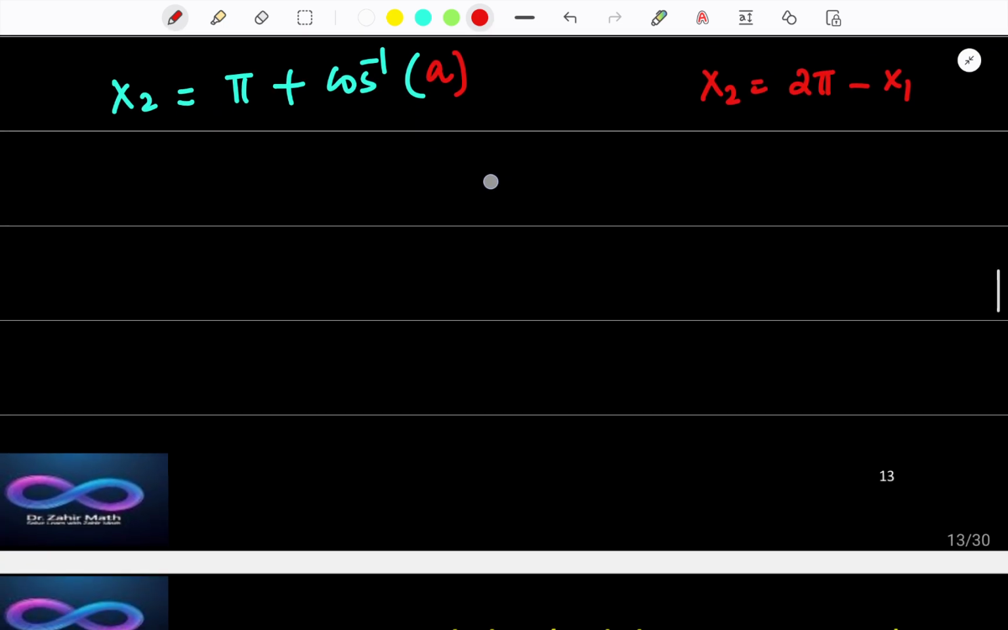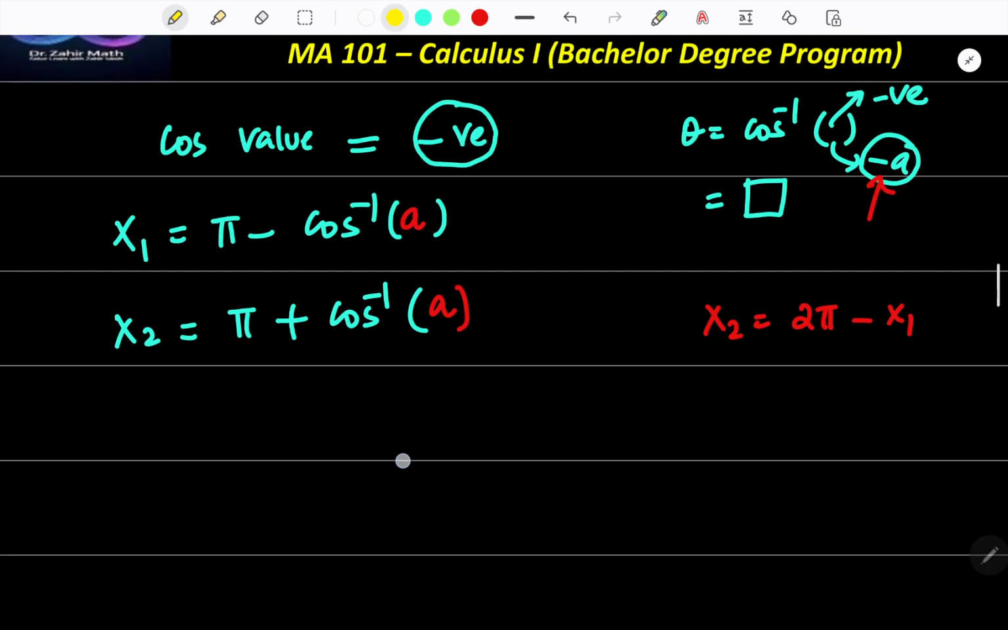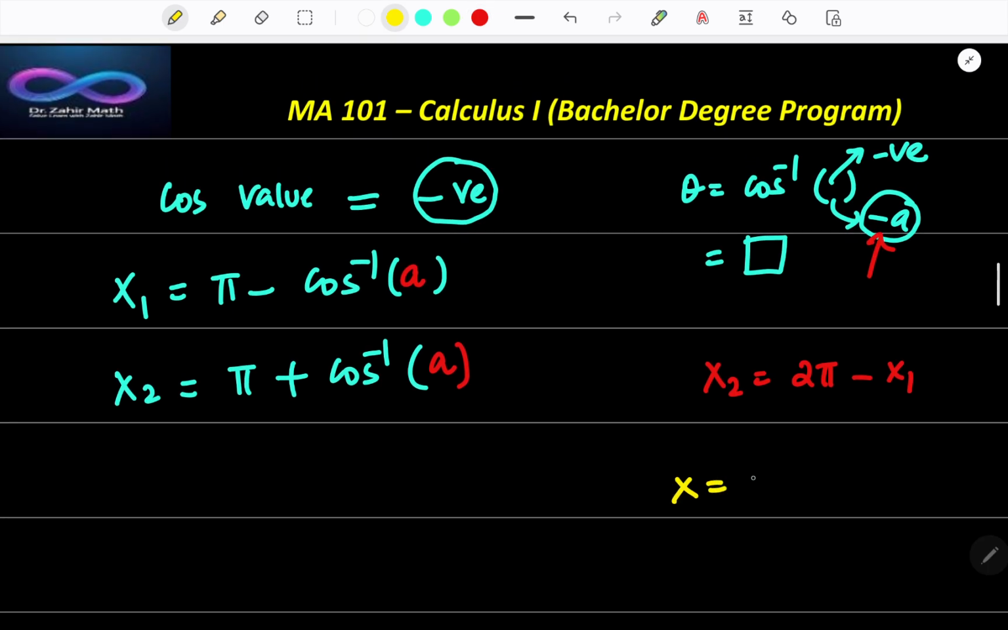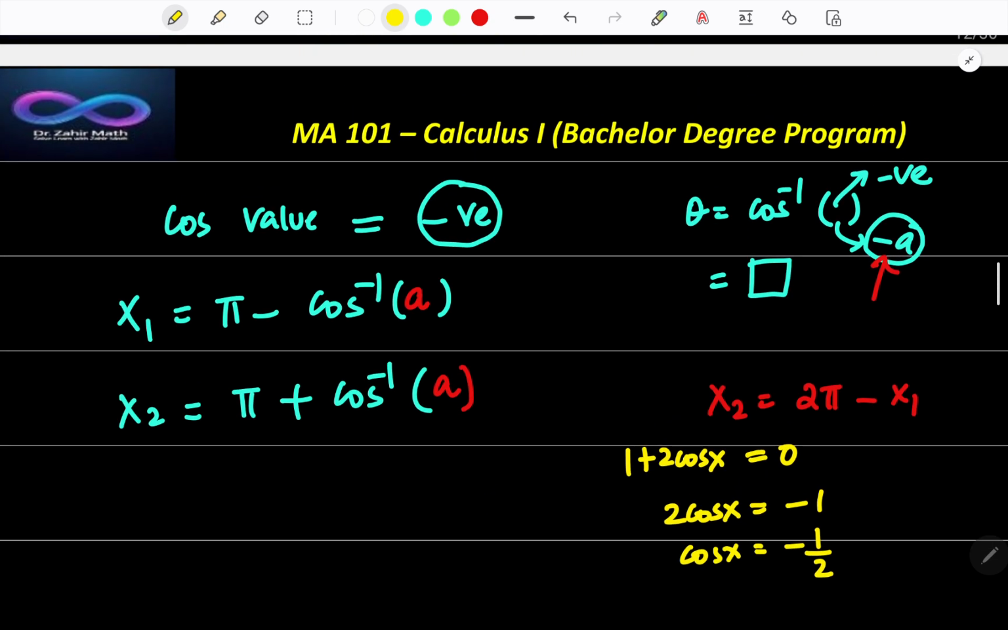Okay. One example I'll give you. Suppose you are getting x equals cosine inverse of minus half. How am I getting this? For example, you get an equation 1 plus 2 cosine x equals 0. So what will you get here? 2 cosine x equals negative 1. So cosine x equals negative 1 by 2.